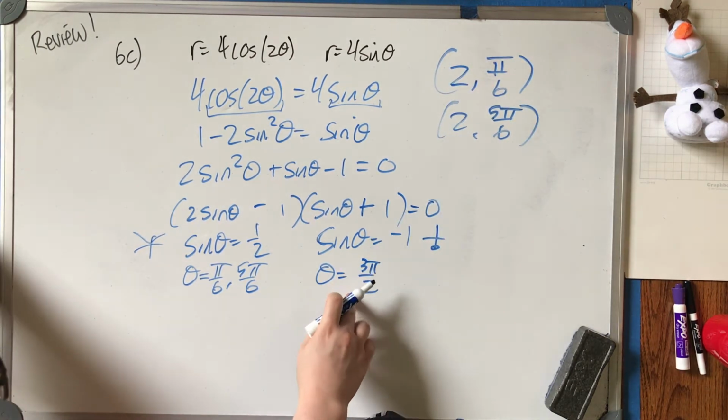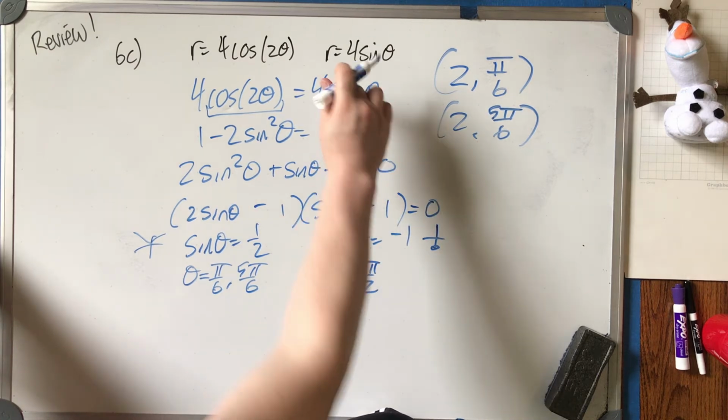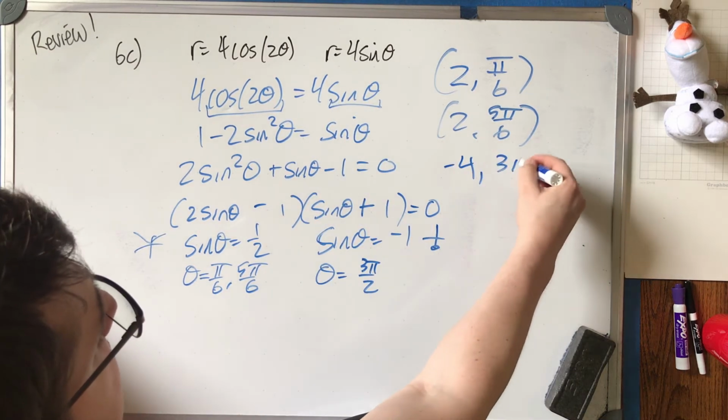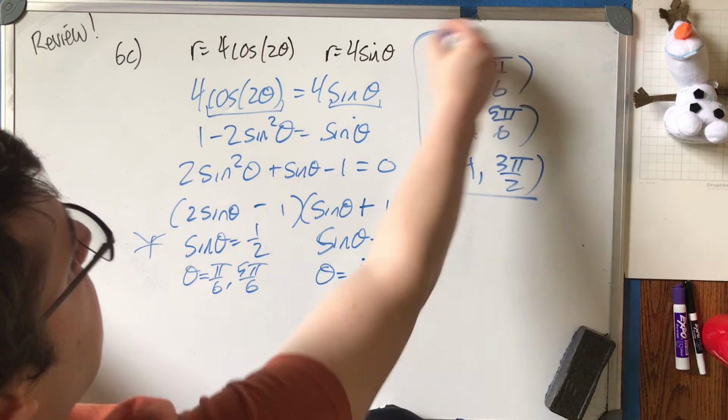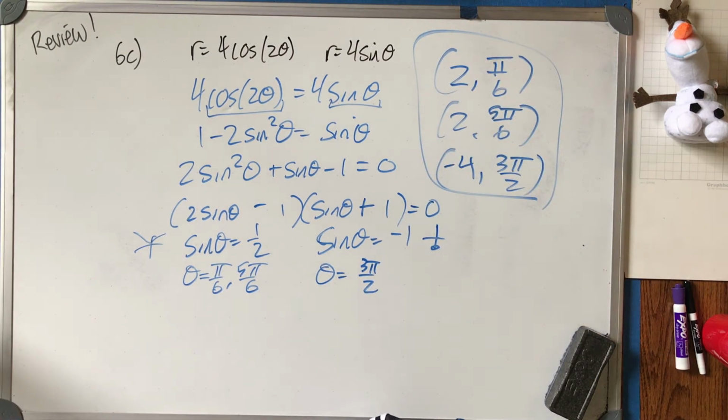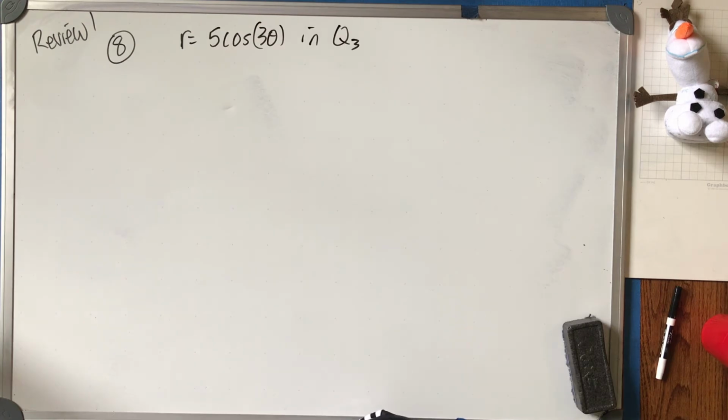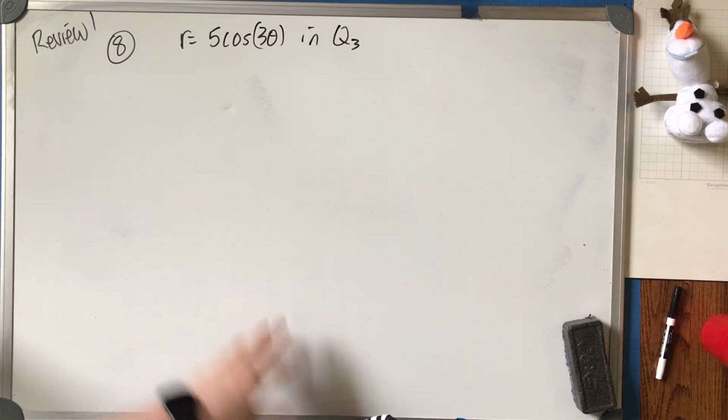When I plug in 3 pi over 2, I'm going to get -1 times 4, so I'm going to get -4 for that radius. And these are the 4 answers. 3 answers. Ugh, counting's hard. Magically skipped number 7 in my answer key, and on your notes, I'm assuming, unless I've renumbered things.